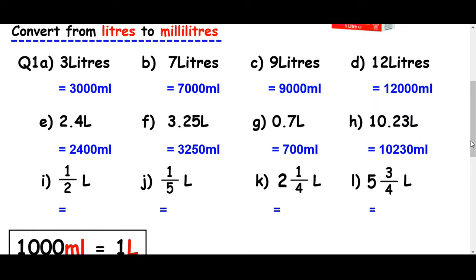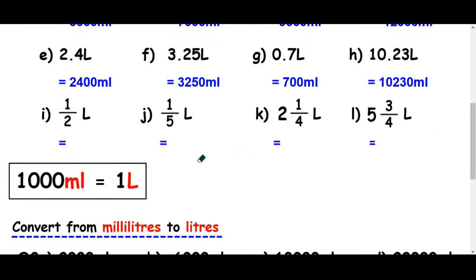Okay, the last line here, we're going to look at some fractions. So we've got half a litre, that's half of 1,000, that would be 500 millilitres. Here we've got a fifth of 1,000, so 1,000 divided by 5, that would be 200 millilitres. And then we've got a combination of 2,000 and then a quarter of a litre. Now a quarter of 1,000, 250, so that's 2,250. Then we've got 5,000 here, and then 3/4, so that would be 750, so 5,750 millilitres.